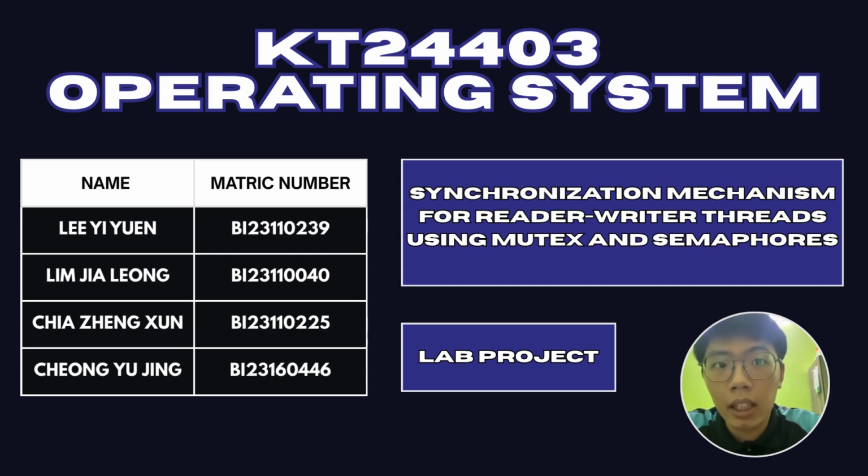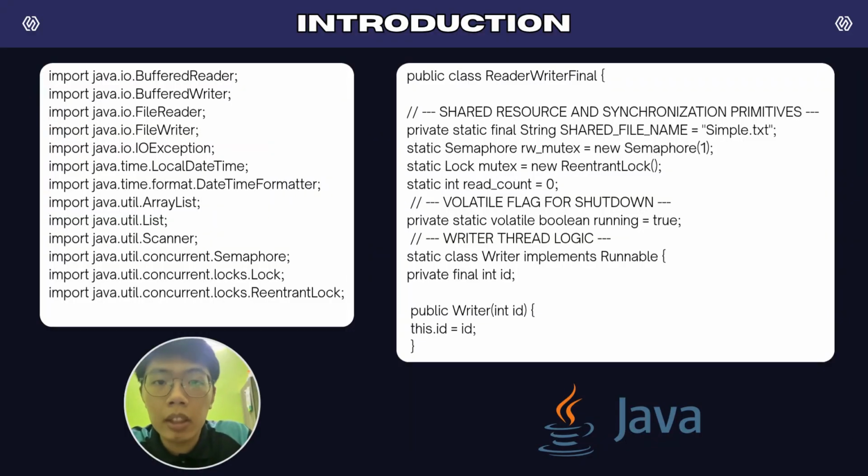Today we will present our lab project on implementing a synchronization mechanism for reader-writer threads using mutexes and semaphores. This is the initial part of our code. Our goal is to allow multiple readers to access the shared file concurrently, but at the same time ensure writers have exclusive access. Therefore, we enforce two situations. Firstly, writers can block both readers and other writers. And secondly, readers can block writers but not other readers.